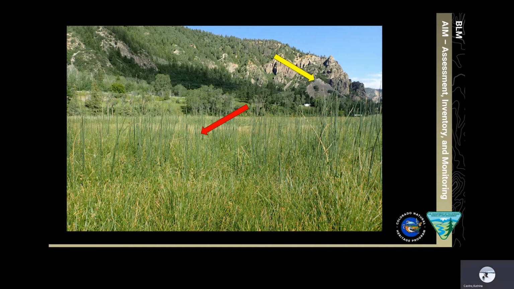In this general example, you can see that the yellow arrow is pointing to an area where landscape position and soil permeability are not favorable for wetland hydrology to take place. The steep slope of the talus field, combined with the high permeability of the substrate, do not allow for sufficient water retention.